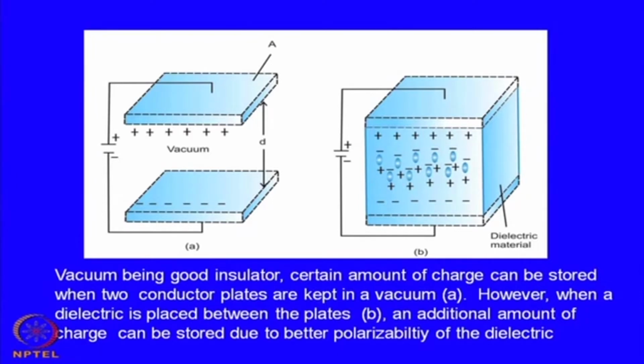However, when a dielectric is placed, that vacuum is replaced by some kind of insulator, and an additional amount of charge can be stored due to better polarizability of the dielectric. The term polarizability will be explained in a few moments. So, there is a difference between a vacuum situation, where there is a vacuum between the two electrodes, and an insulator or dielectric medium, we call it a dielectric medium. There is more effective charge accumulation or energy storing capability whenever there is a good insulator. So, that is what has been shown here.